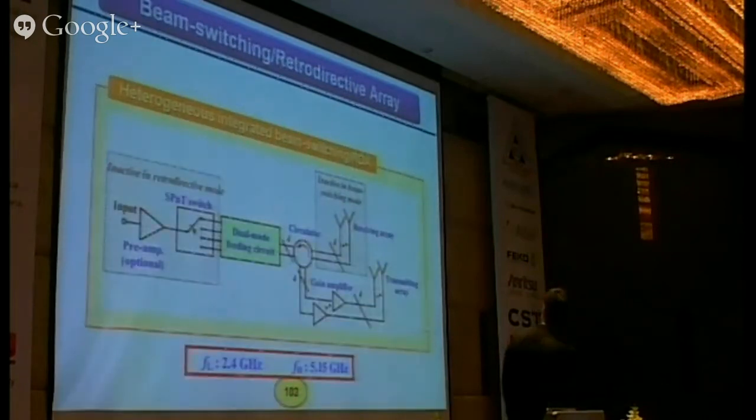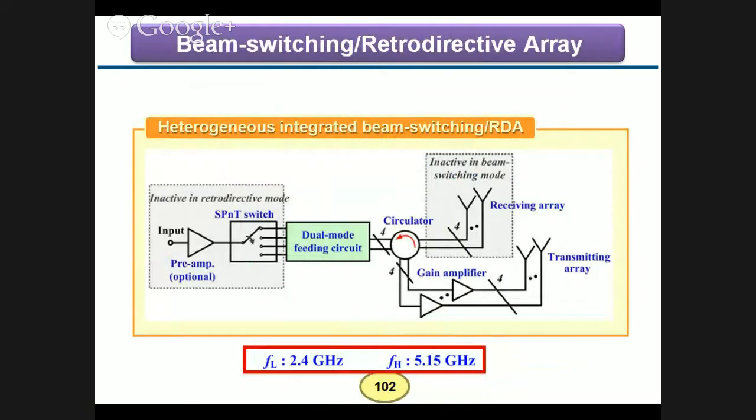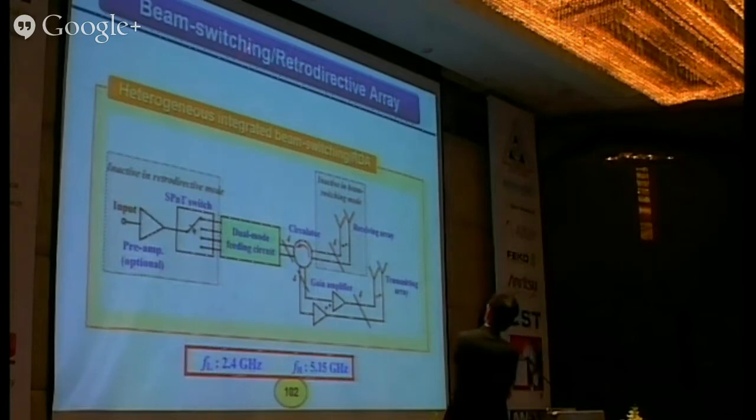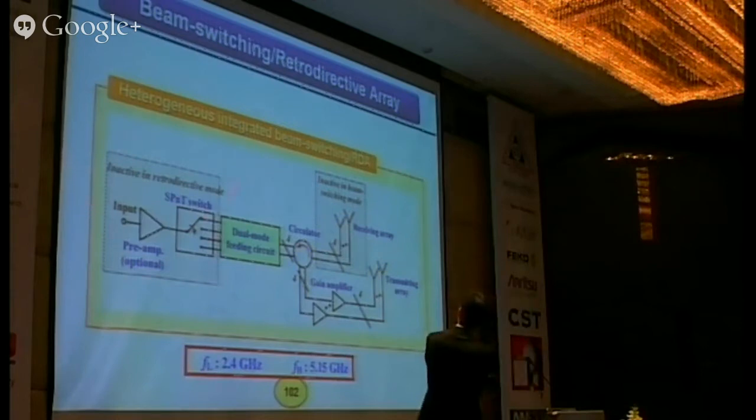This is the whole system we used to measure the results. We have a circulator here. The circulator separates the incident signal and the retransmitted signal. In the beam switch mode, this part is inactive and only this part is active. This is the part for the input signal in the beam switch mode. In the radiation directed mode, because of the open circuit, this part becomes inactive.